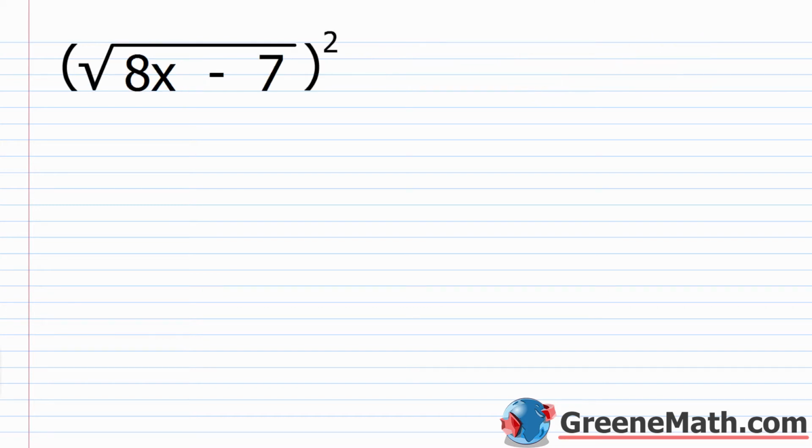All right, this one's a bit more complex, but we follow the same logic. So we have the square root of 8x minus 7, and this is squared. So this is going to cancel with this, and I'll just have what's inside, which is 8x minus 7.